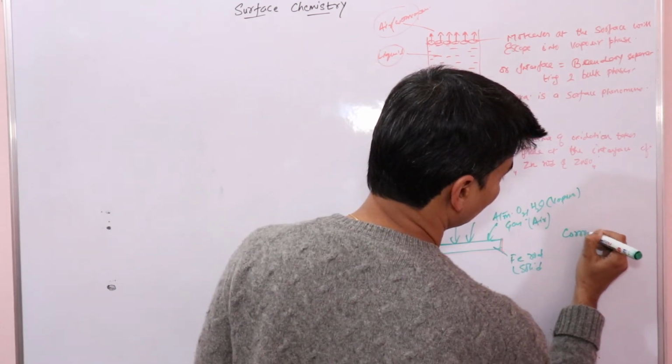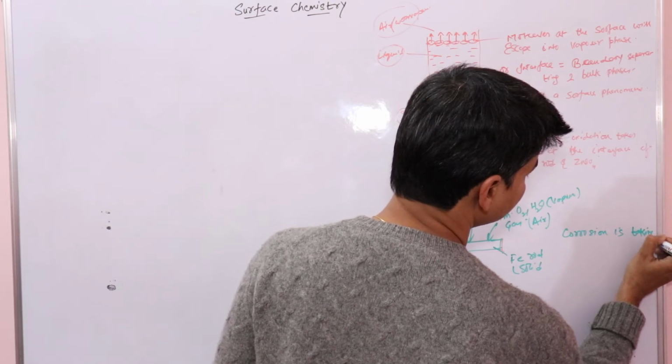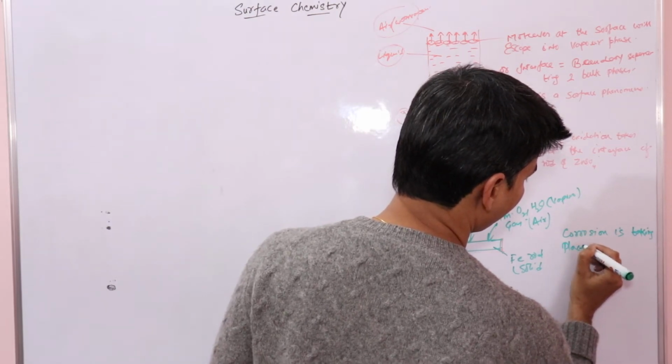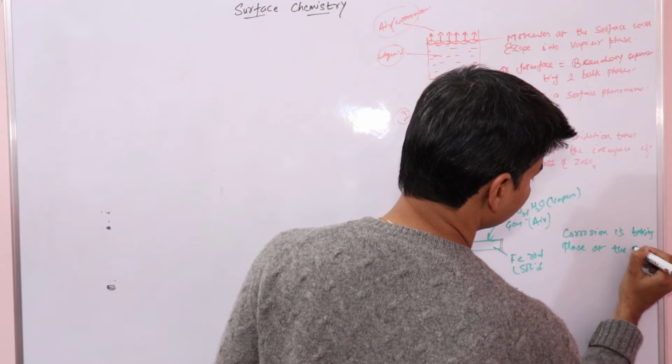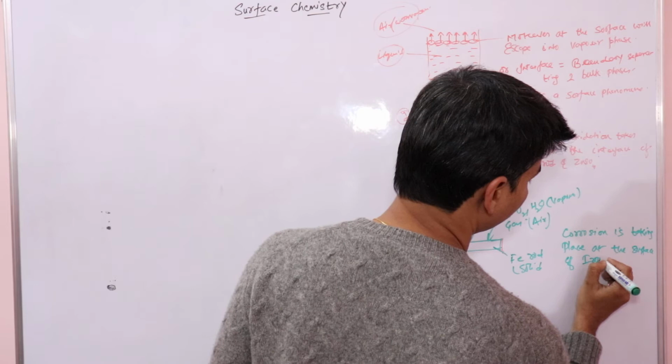So here I mentioned corrosion is taking place at the surface of iron.